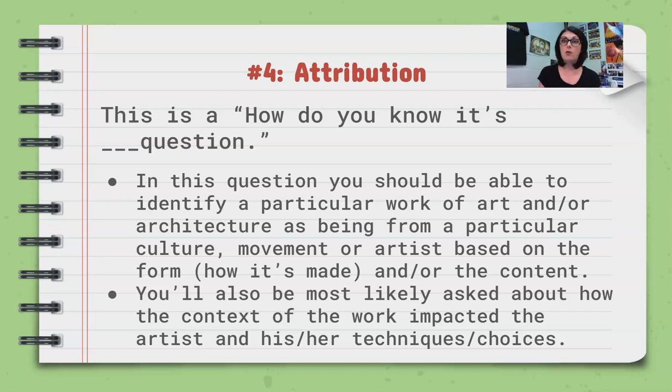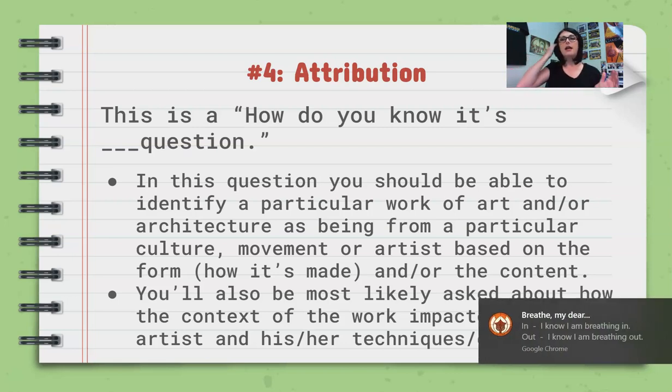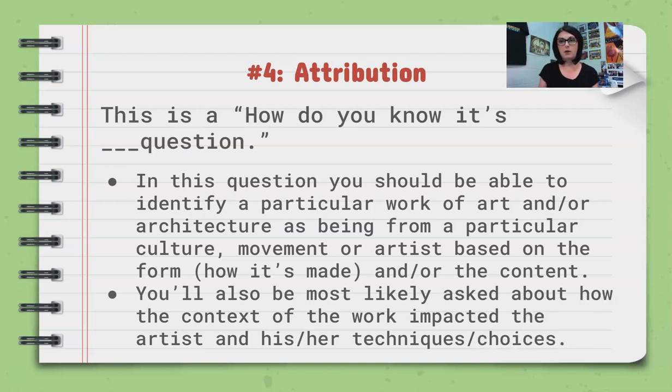How do you know, all right? So when it says to attribute this work of art or architecture to a particular group, artist, culture, or time period, it's going to ask you, okay, how do you know that? You should be able to look at a work of art and go, okay, I know that's Van Gogh. I know that that is Egyptian, all right?